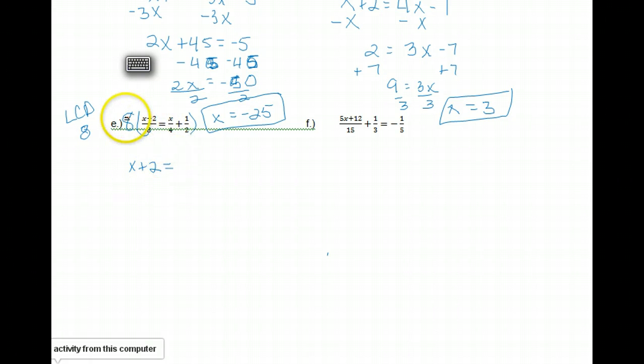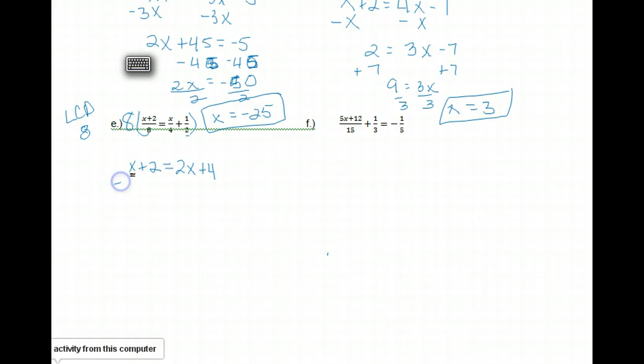Bring down your equal sign. Cross cancel on to the next term. 8 divided by 4 is 2. 2 times x is 2x. Lastly, 8 divided by 2 is 4. 4 times 1 is 4. So the equation started out looking nasty, but once you do that elimination with the LCD, we're down to just a normal equation that we have been working with.